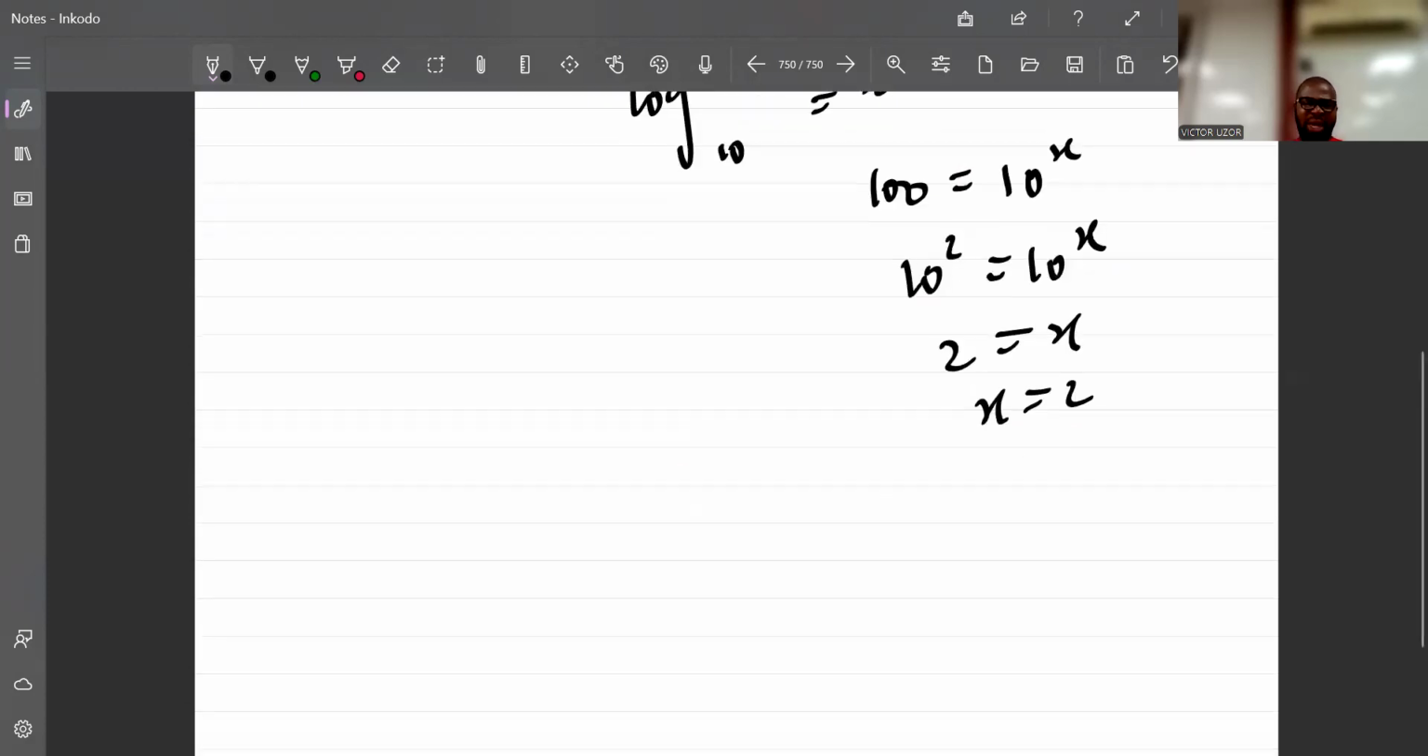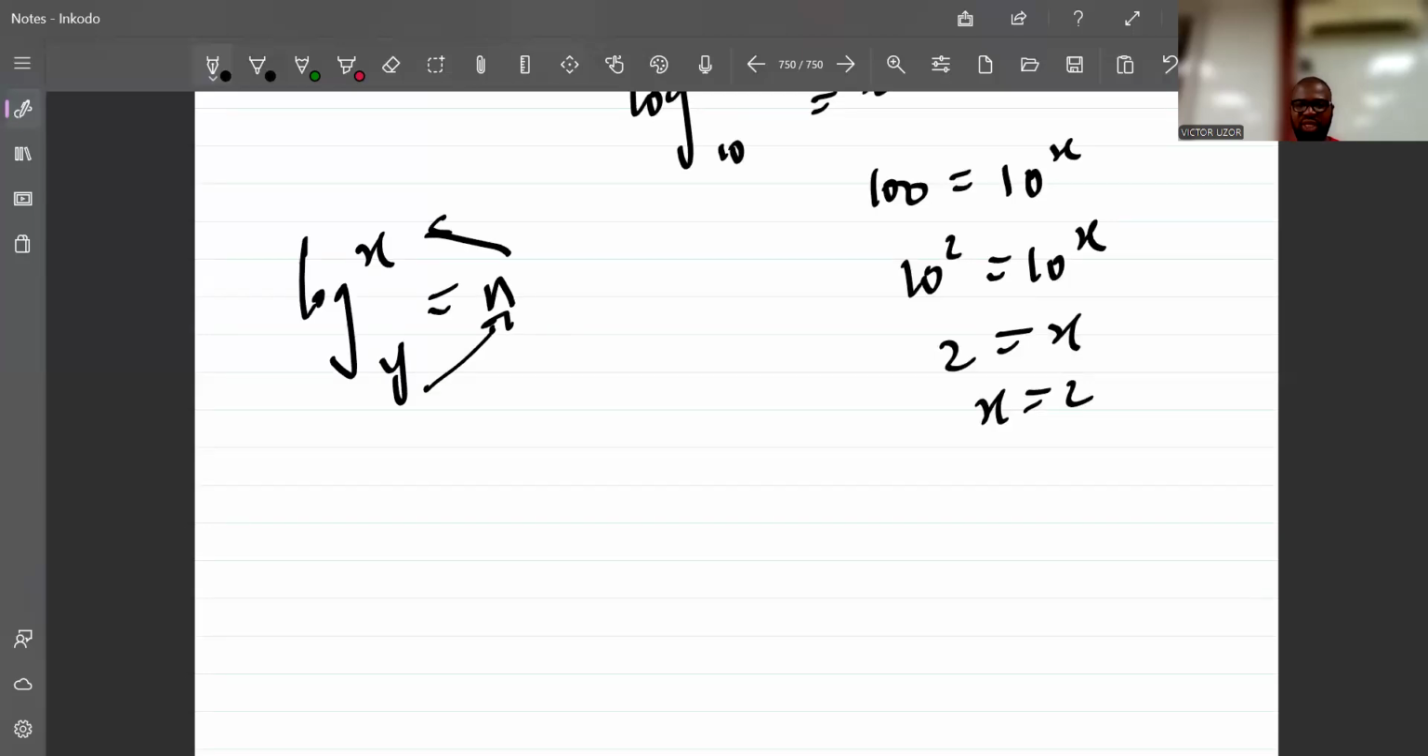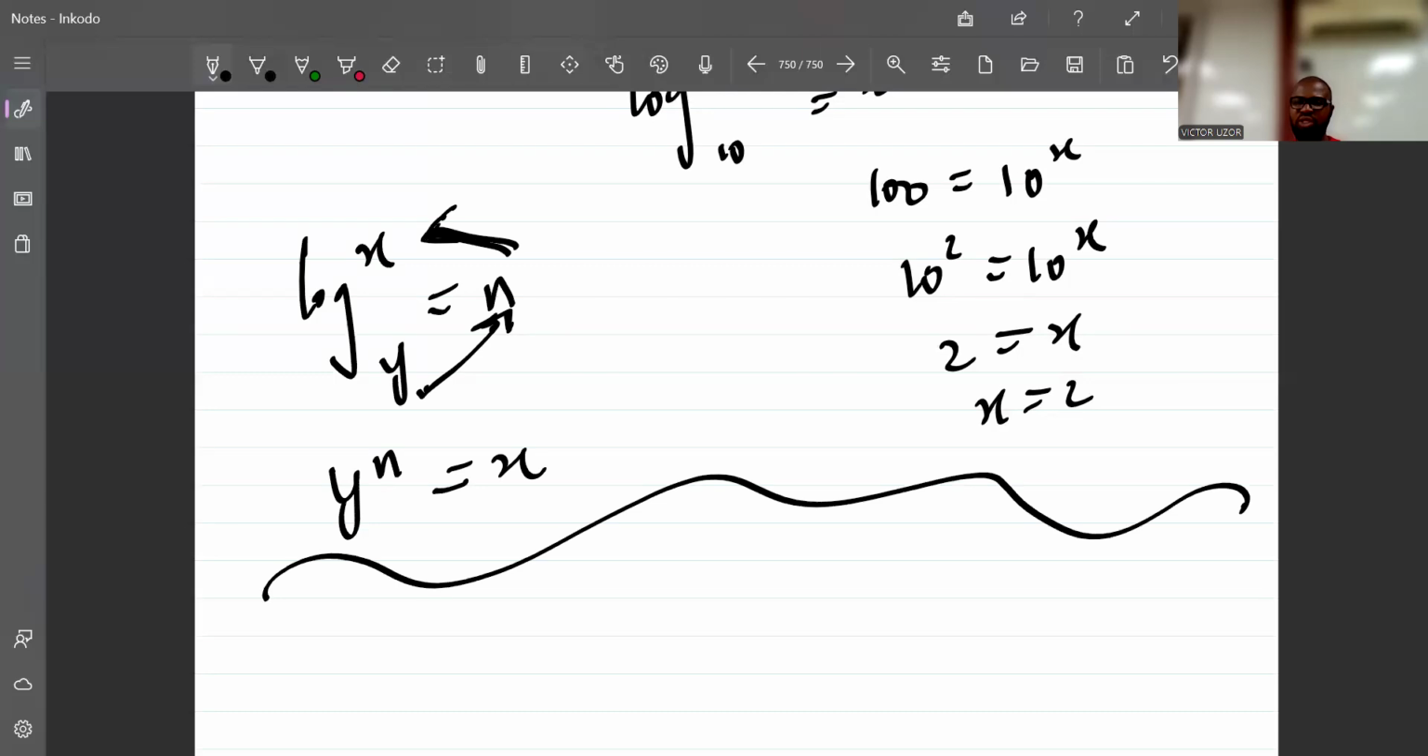Whenever you see a logarithm, log x base y equals n, it means that y raised to power n will give you x. It goes like this: this raised to power this will give you this. That means y raised to power n is equal to x. So once you understand this, you are done with logarithm.